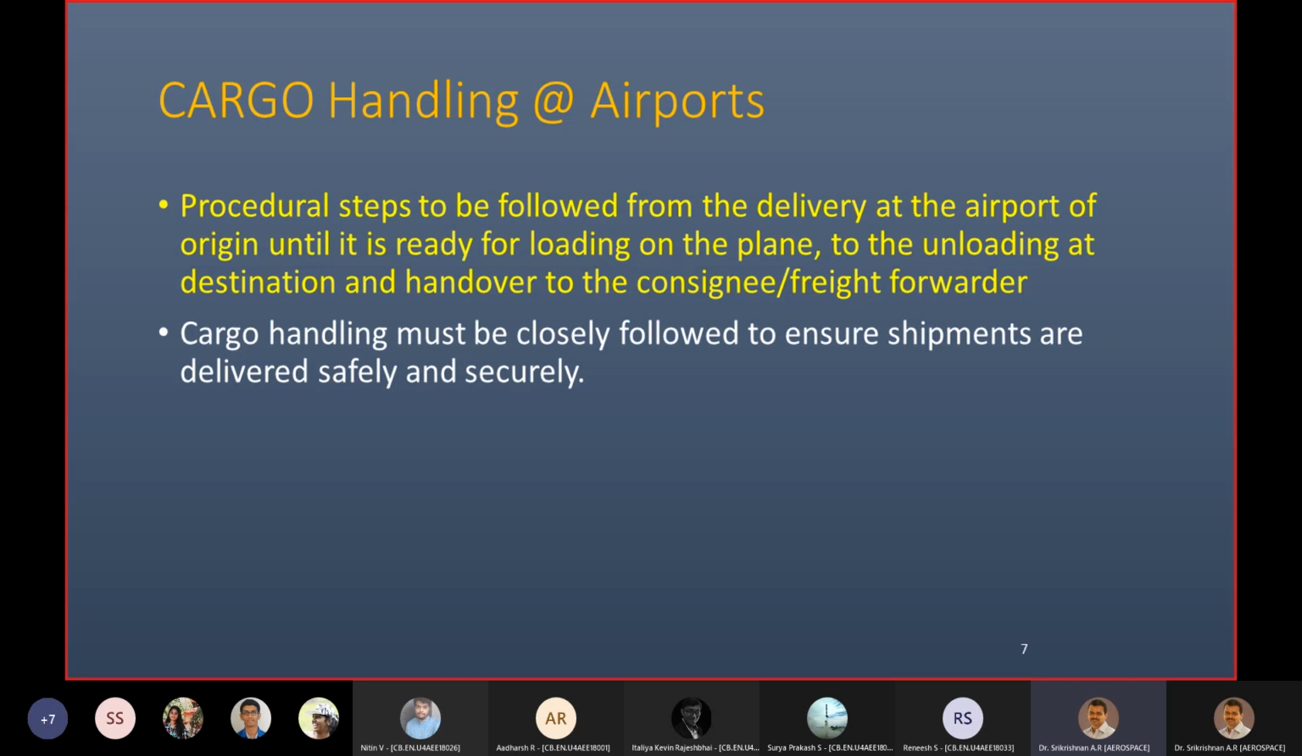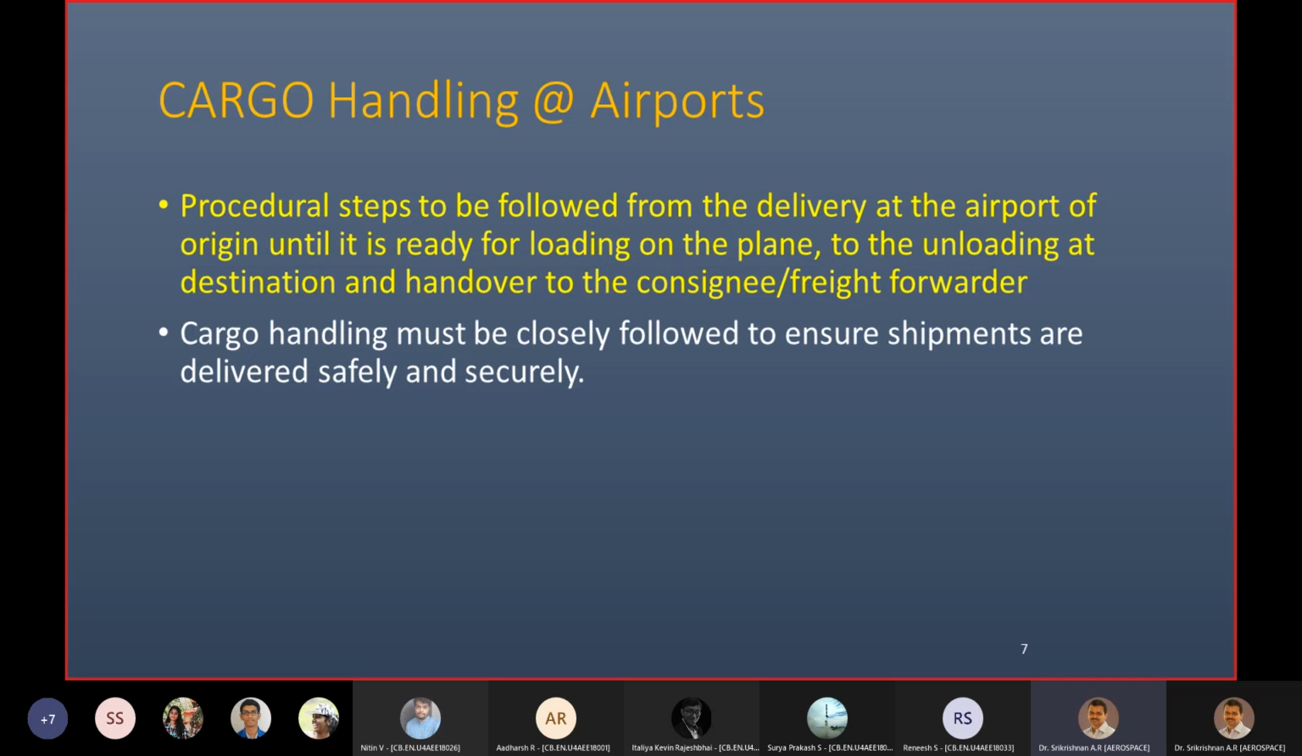In fact, there is a manual called the IATA Cargo Handling Manual, which describes in detail the steps to be followed to ensure safe and secure transfer of cargo. So these are procedural steps which have to be followed from the delivery at the airport. That is the moment it's collected by an airport staff from a person who is doing the booking, until it is ready to be loaded on the plane. So that much is happening inside the airport from where it is departing.